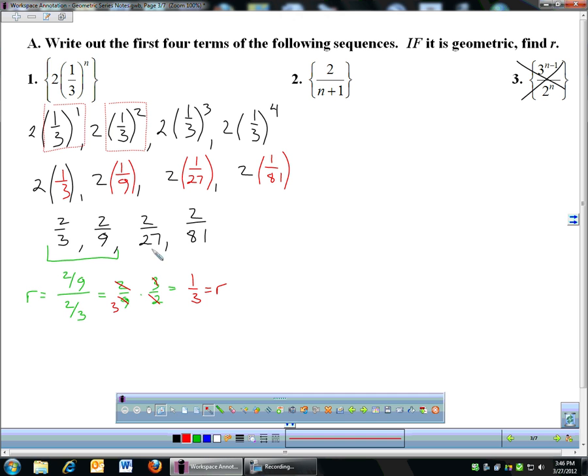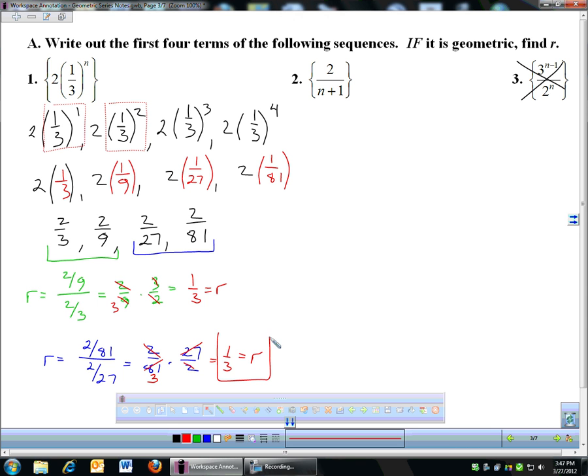And just to kill it dead, let's do the ratio with those last two terms. If I did 2/27 and 2 over 81, my ratio would be 2 over 81 divided by 2 over 27. Flip and multiply: 2 over 81 times 27 over 2. The 2's cancel, and 27 does go into 81 3 times, so that is also 1/3. Since I got the same ratio, this is a geometric sequence. Technically, I would need to do the middle two also, but this one is geometric with a ratio of 1/3.